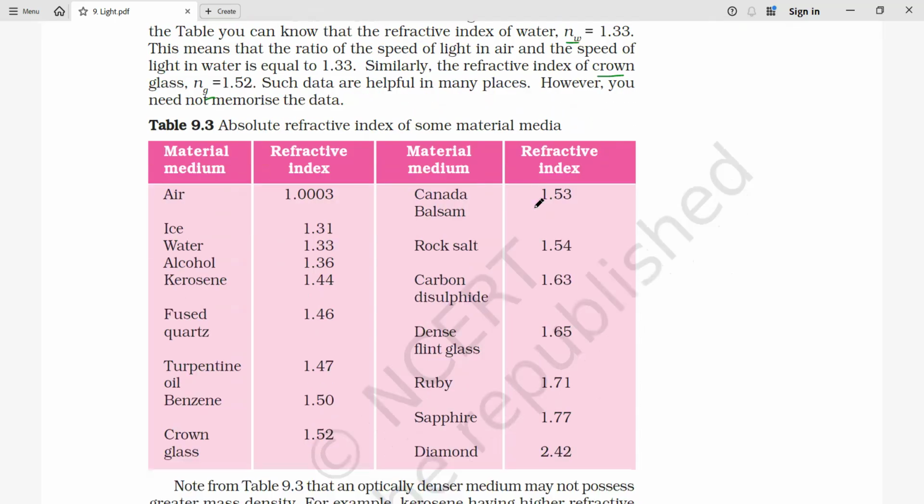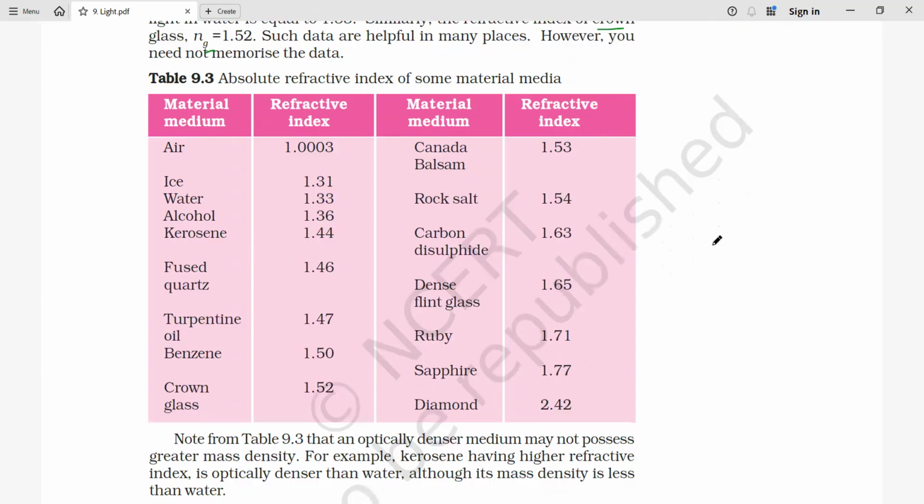So here one table is given. Roughly you can go through this, and by using it repeatedly you'll automatically be able to remember. Air is how much? 1.003. Ice 1.31, water 1.33, alcohol 1.36, kerosene 1.44, and benzene 1.50, crown glass 1.52, rock salt 1.54, and diamond is 2.42.